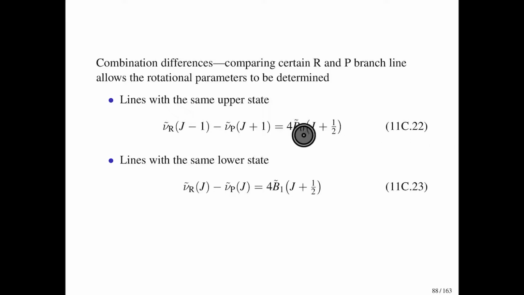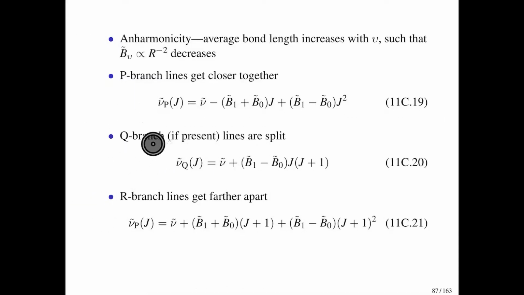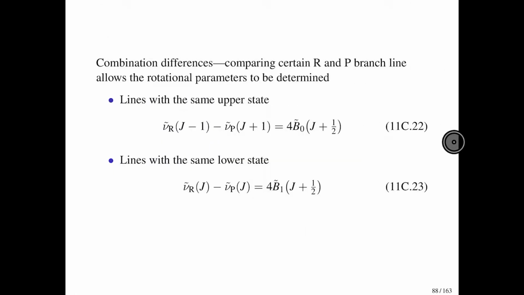You can use tricks, basically numerical tricks, involving the so-called combination differences to take these equations, and by choosing carefully which value of J you plug into the different equations, you can isolate the different rotational constants. So basically you have two equations and two unknowns, and so you can solve for the two unknowns.